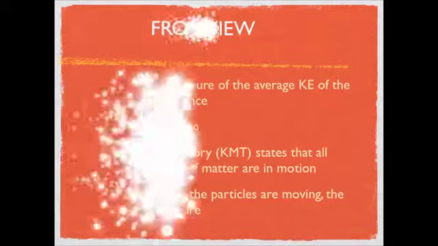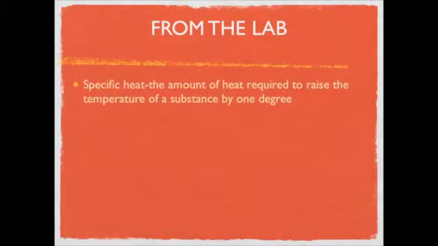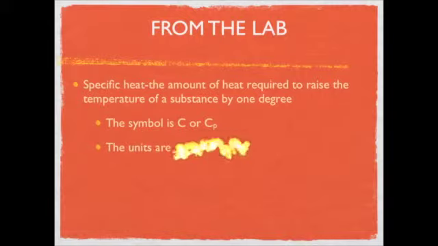We are going to examine thermodynamics by looking at the lab that we just did. In the lab, we learned that specific heat is the amount of heat required to raise the temperature of a substance by 1 degree. The symbol for specific heat is a capital C, or sometimes a capital C with a little p. The units are joules per kilogram Kelvin, sometimes written kilojoules per kilogram Kelvin.